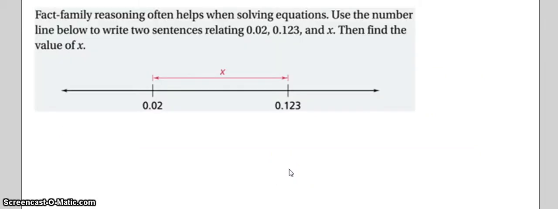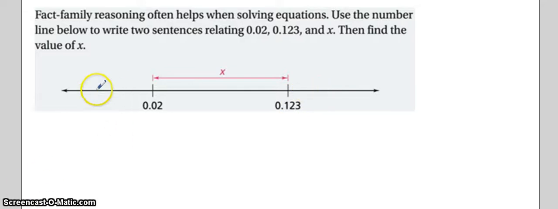So here we go. Fact family reasoning helps us when solving equations. Use the number line below to write two sentences relating 0.02, or 2 hundredths, and 0.123 or 123 thousandths and x. Then find the value of x. So we have 0.02, which is 2 hundredths, which would be larger than 123 thousandths.